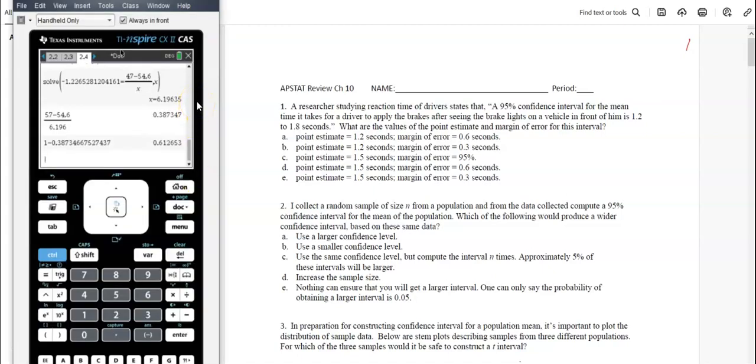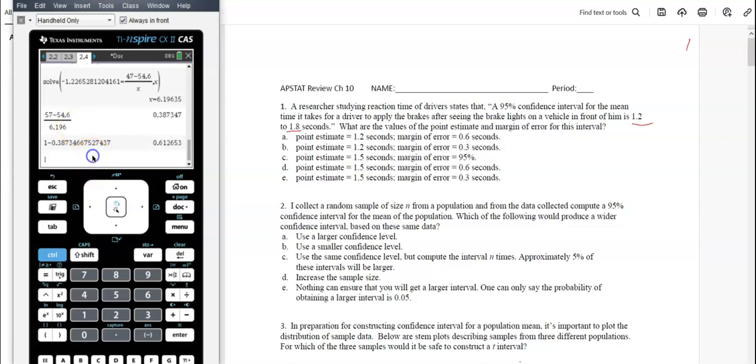Okay, so let's go over the review for AP Stat here. A researcher studying reaction times of drivers states that a 95% confidence interval for the mean time it takes for a driver to apply the brakes after seeing the brake lights on a vehicle in front of him is 1.2 to 1.8 seconds.